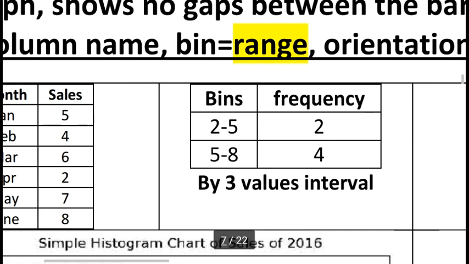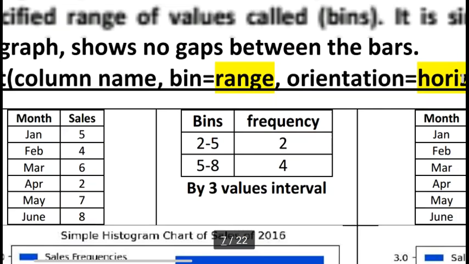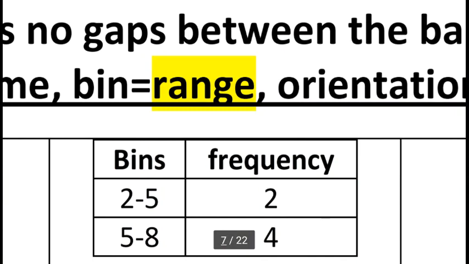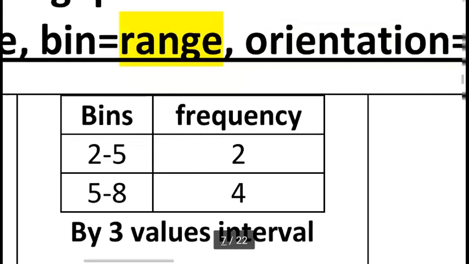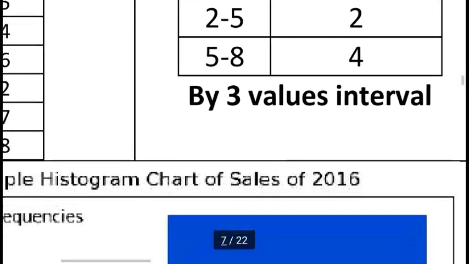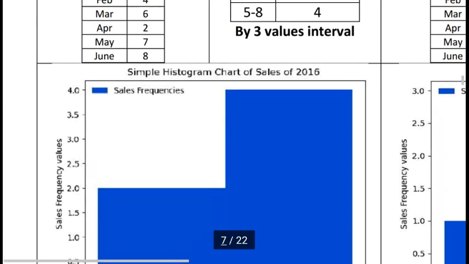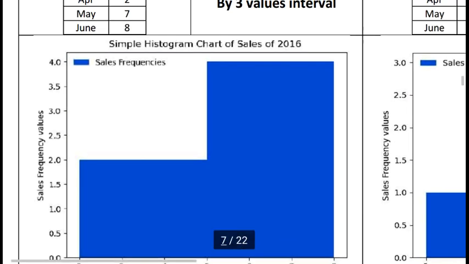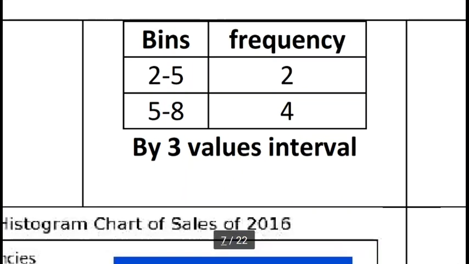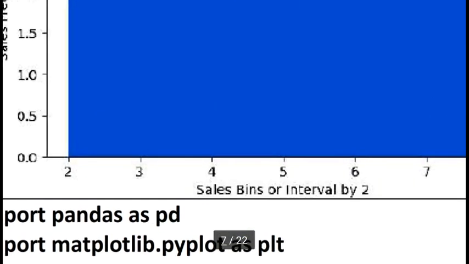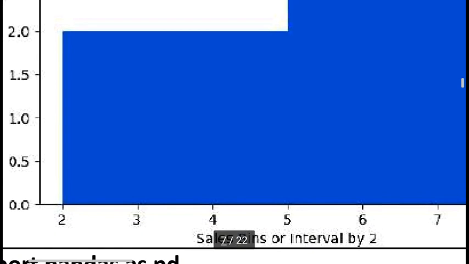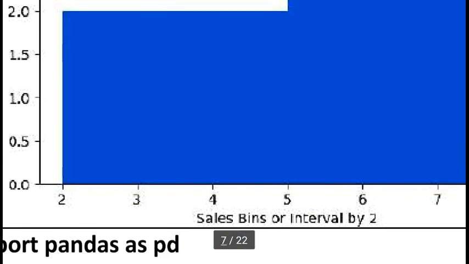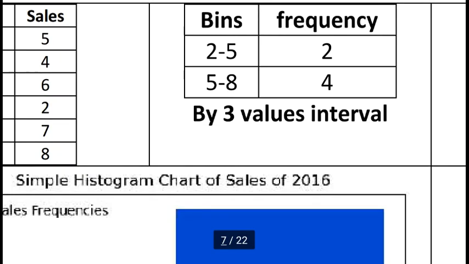So this is our bin. So I want to draw this chart. For this purpose, this is our histogram. You can see the first bin is 2 to 5. In 2, 3, 4, 5, the total cells in this range is 2.